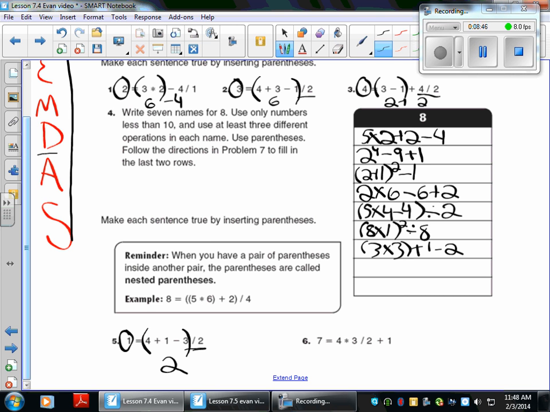For 6, if I'm evaluating 6, I look at that problem. Okay, if I do parentheses around 4 times 3, parentheses comes first, gives me an answer of 12. Next I can divide. Divided by 2 will give me an answer of 6. 6 plus 1 gives me an answer of 7.